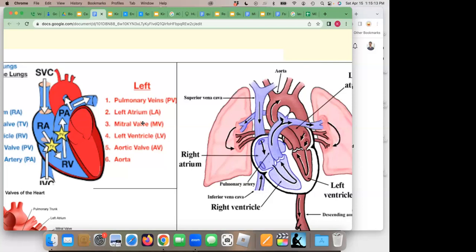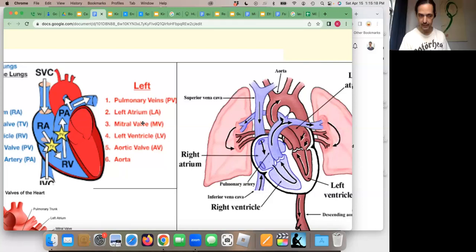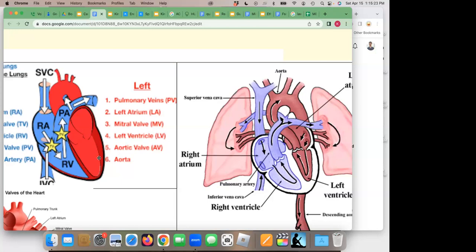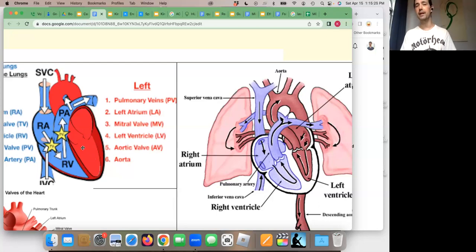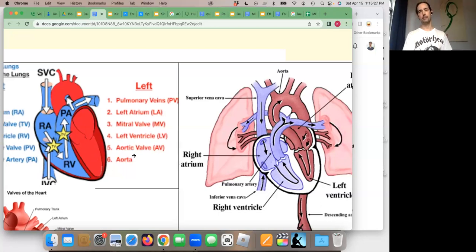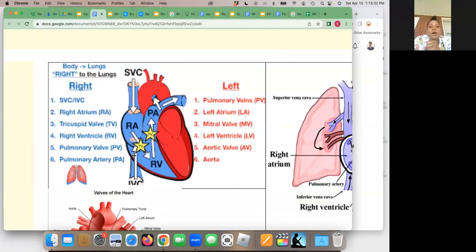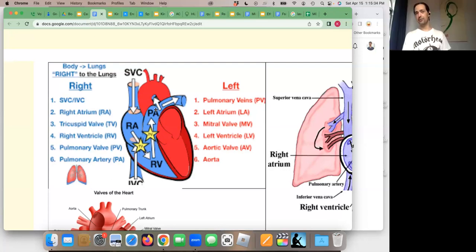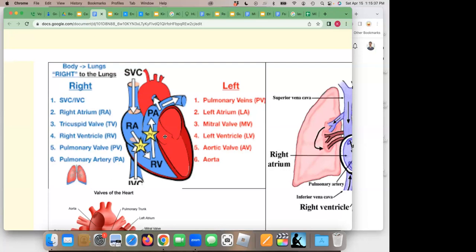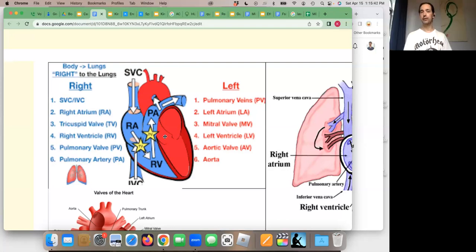Be my Valentine. Very good. From the left ventricle through the aortic valve into the aorta. Very good. What side is the tricuspid valve on?